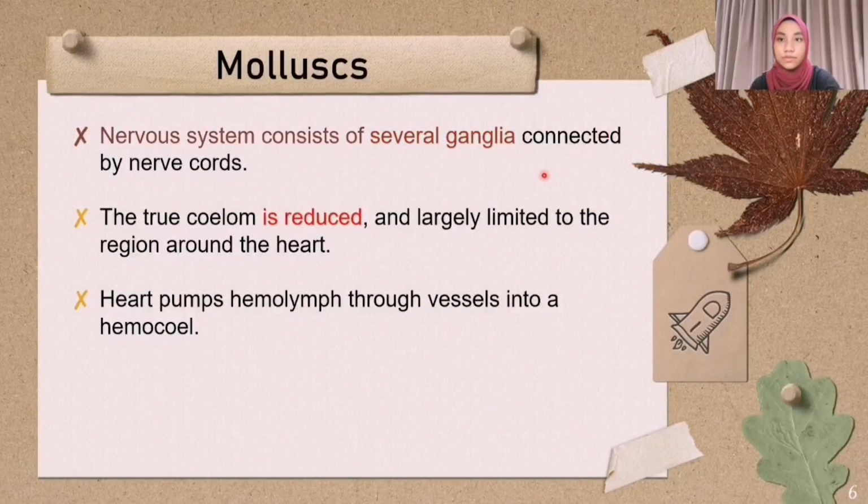The nervous system of mollusks consists of several ganglia connected by a nerve cord. The true coelom is reduced in mollusks and largely limited to the region around the heart. The heart pumps blood, more properly called hemolymph, through vessels into sinuses, collectively called the hemocoel.